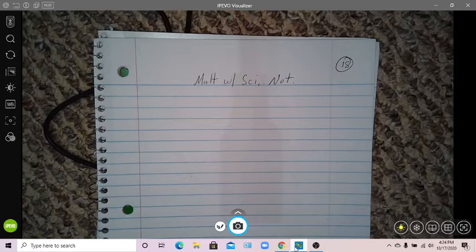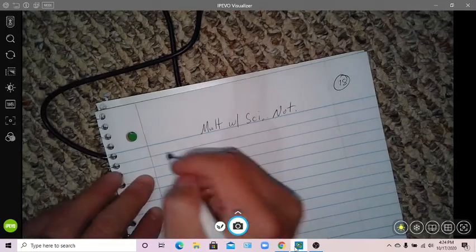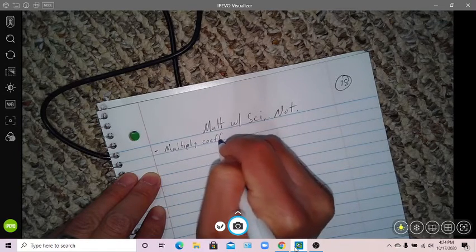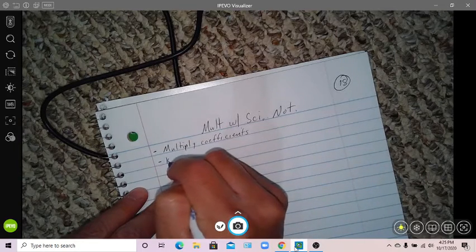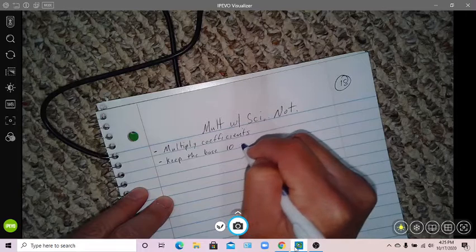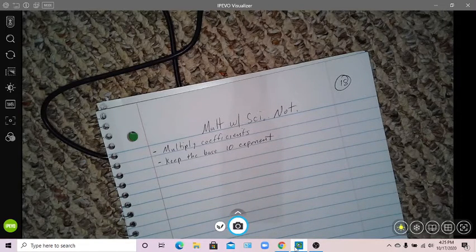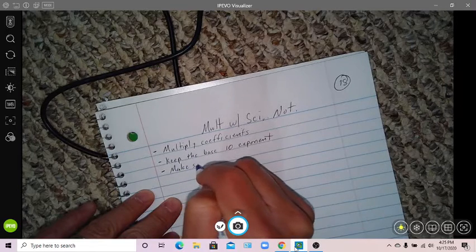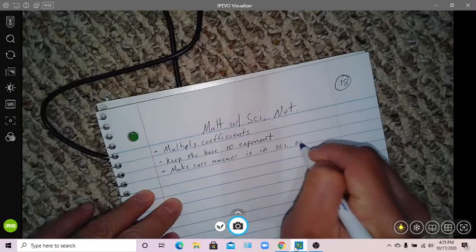Okay, so for this one, a few examples I have for you. First, some notes. What you're going to do here is multiply coefficients, and you're going to keep the base 10 exponent. Keep that exponent with that times 10, okay? And then make sure the answer is in scientific notation. Again, I want to shorthand that.